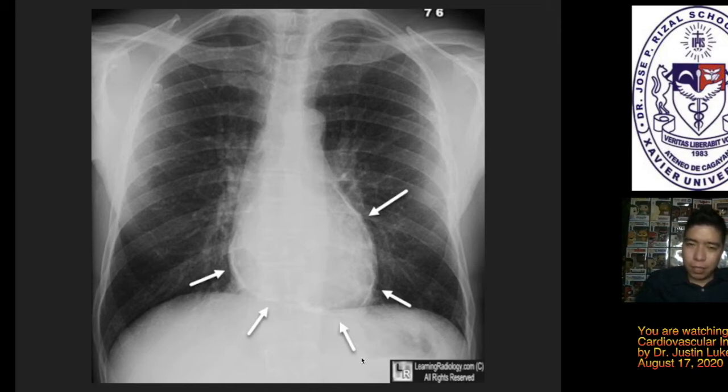So this is actually where radiologists play a very important role because we are able to detect such disease entities which are not common in clinical practice, but when we see it, we know what it is.